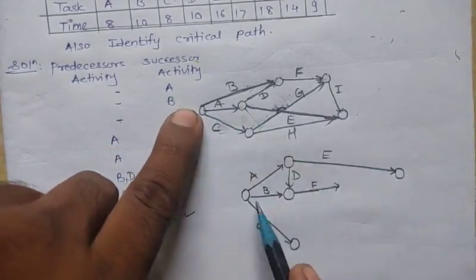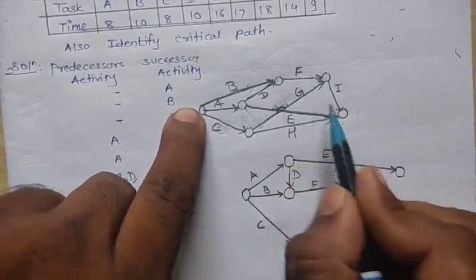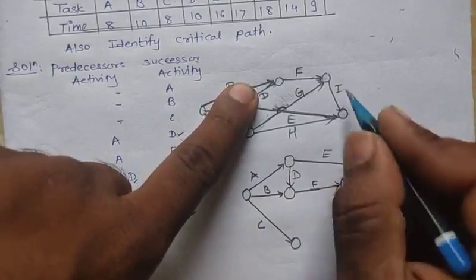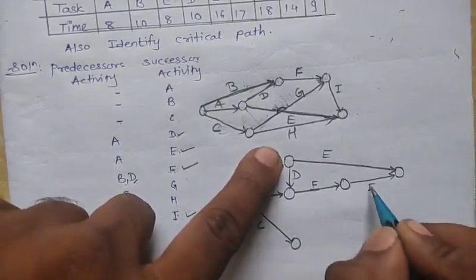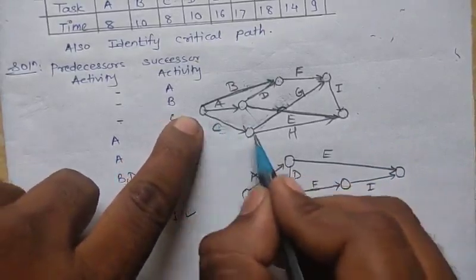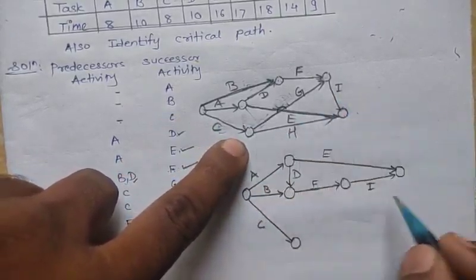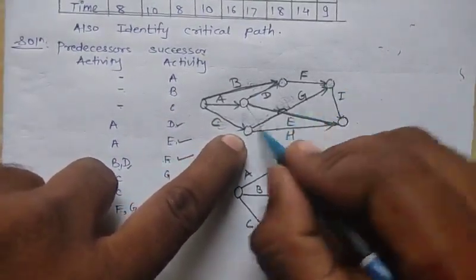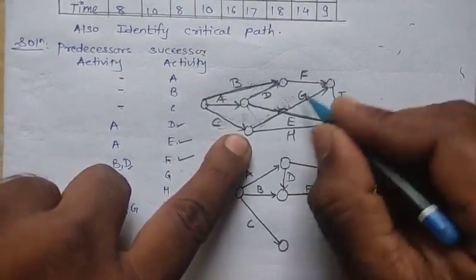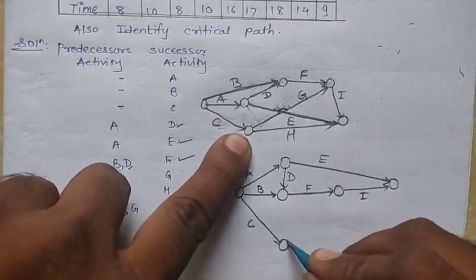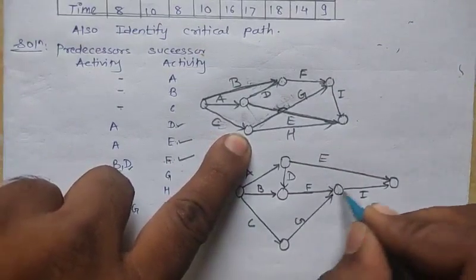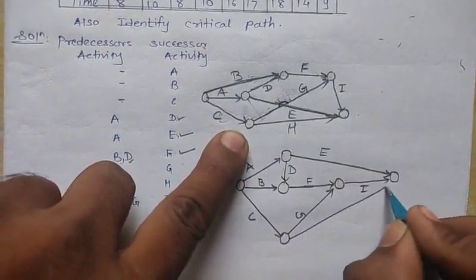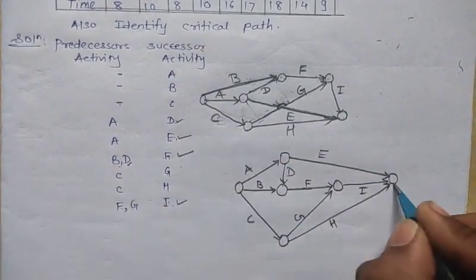So B goes to F, and F goes to what? F goes to I, and here I is the last event, and last is C. C goes to I also, and C goes to the last event. So C goes to G, and G goes to I. And C directly goes to H, and H goes to the last event.